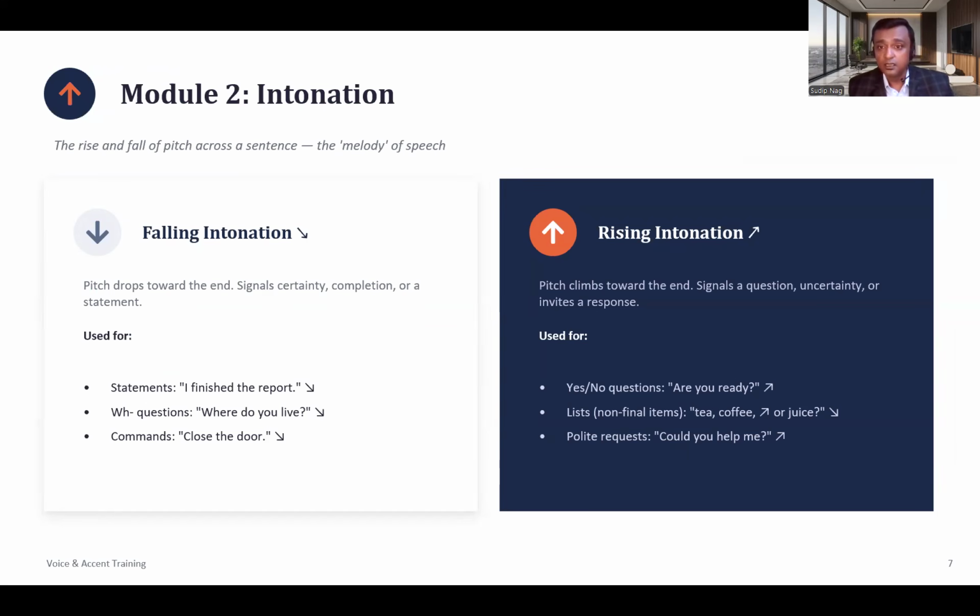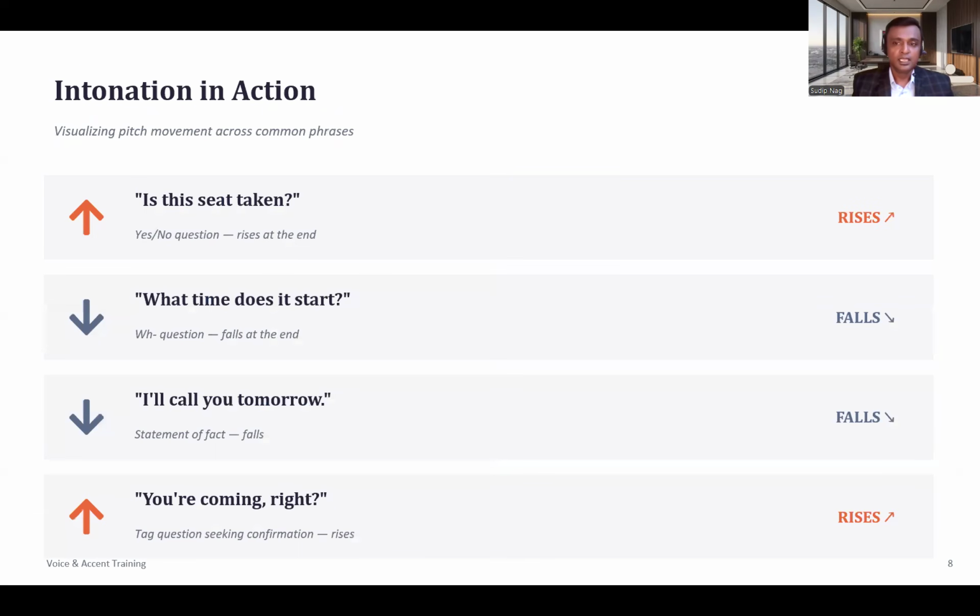Now let's see the rising intonation. Are you ready? Tea, coffee, or juice? Down: Could you help me? Now up, rising: Is this seat taken? Down: What time does it start? I'll call you tomorrow. You are coming, right?